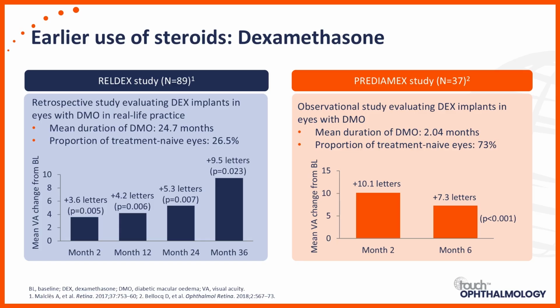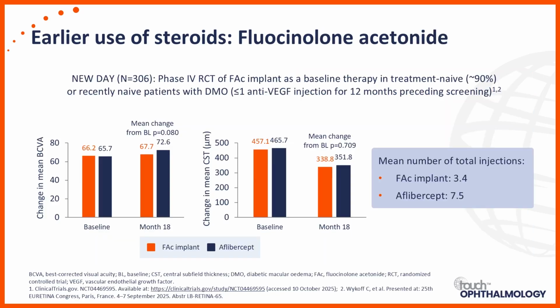And you can see that the gain of plus 10 letters was obtained after 3 years for REDEX, but as soon as 2 months for the pre-diabetic study. And we have the same impact with a phakic implant. Very recently, the New Day study, a randomized multi-center study with phakic implant versus aflibercept in treatment-naive patients, 90% of this cohort, showed that the implant demonstrated comparable mean visual acuity gains, especially in pseudophakic groups, with less anatomical fluctuations and fewer injections, 3.4 versus 7.5 over 18 months.